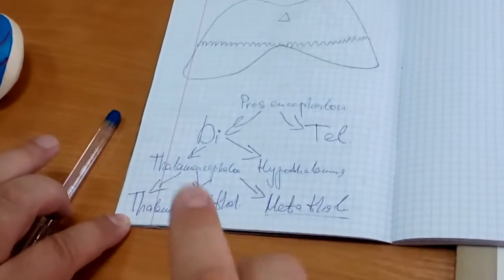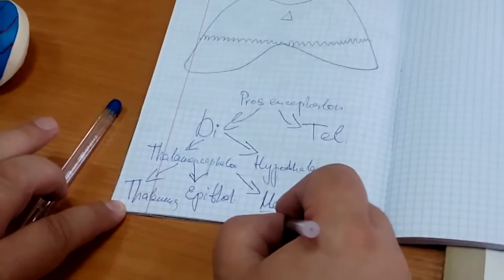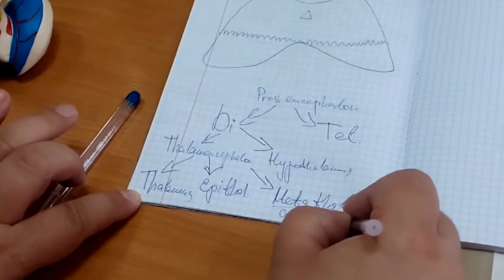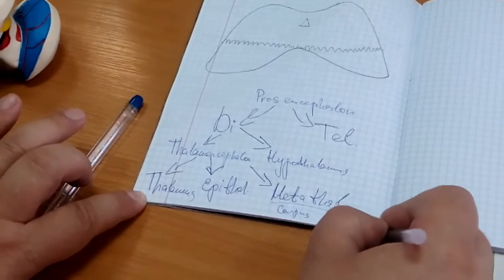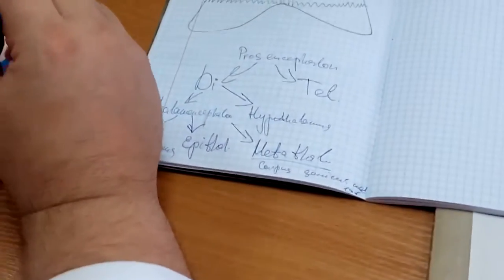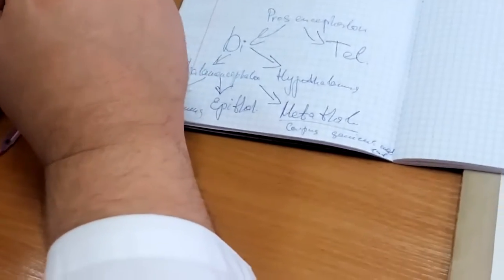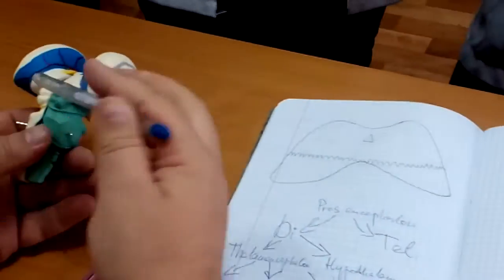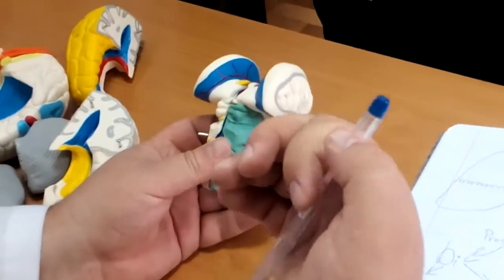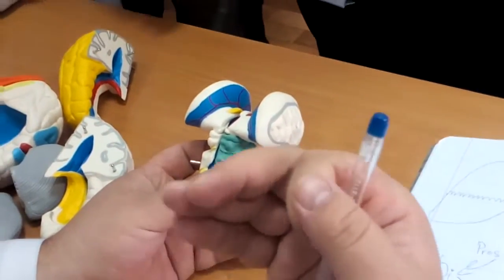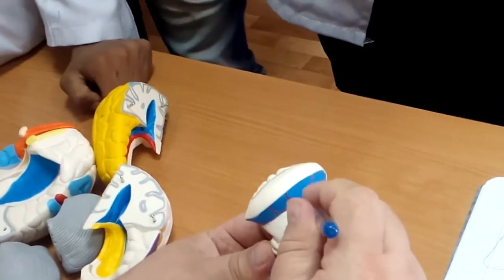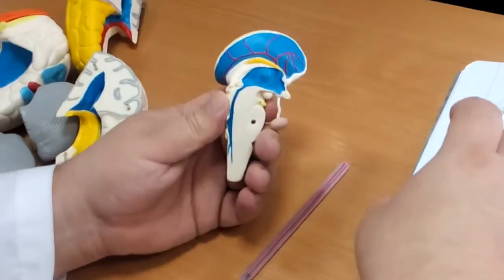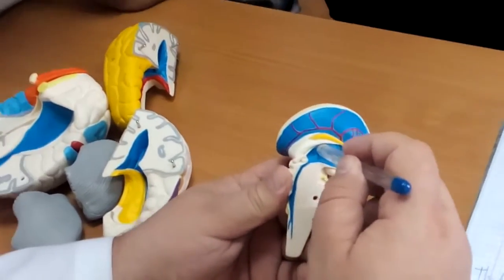Metathalamus consists of two geniculate bodies: corpus geniculatum mediale and laterale. And we already see these bodies, corpus geniculatum mediale, and here it is corpus geniculatum laterale. Both of them are behind, posteriorly from thalamus. That is why it is metathalamus, behind, posteriorly. Thalamus, here it is, that is the structure, that is thalamus.